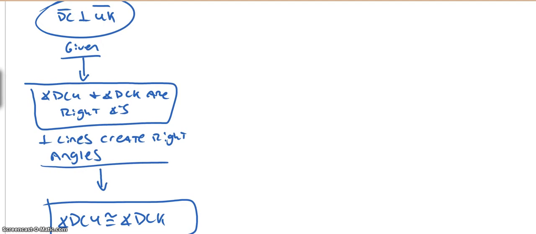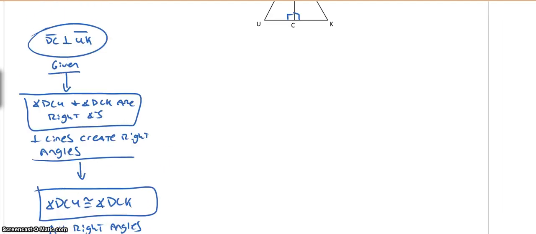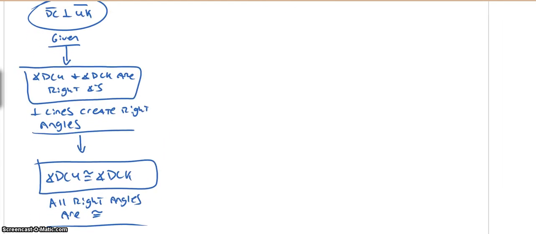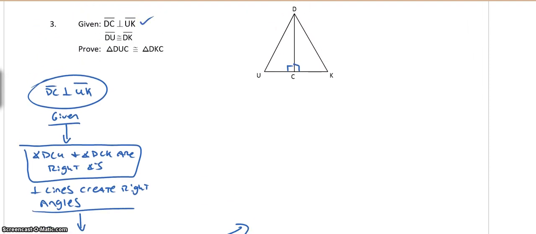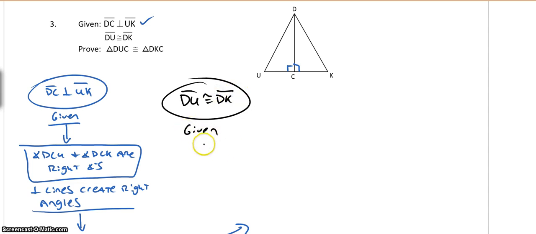Alright, so there's my statements with my reasons underneath. Alright, and we got to see how this all flows together. Okay, now, so we've taken care of that, and ultimately what's happening is we're going to this main idea. Alright, so we proved something congruent. We can check it off and move on to my next one, which is DU is congruent to DK, and that's given. Alright, and we know that, so that's going to feed into something.